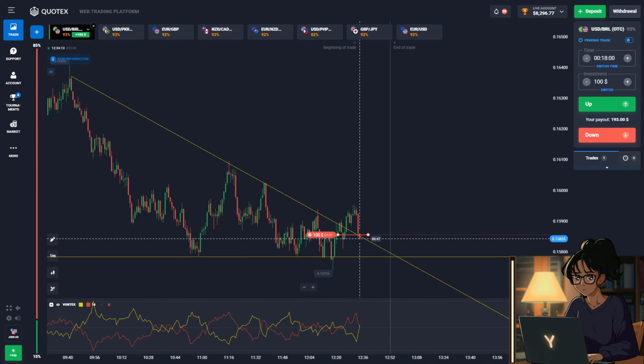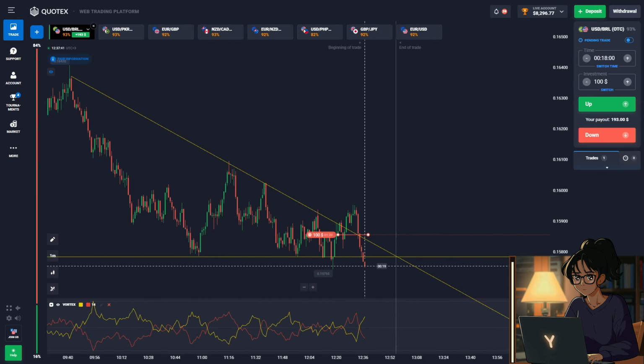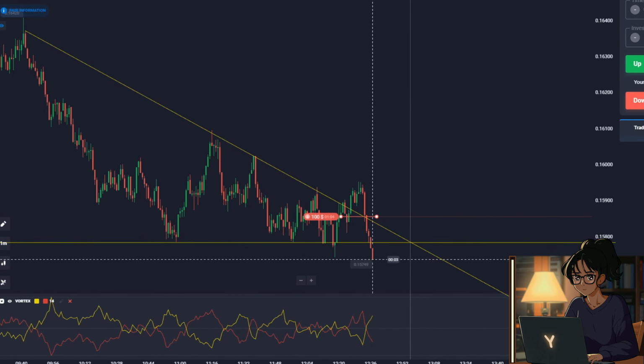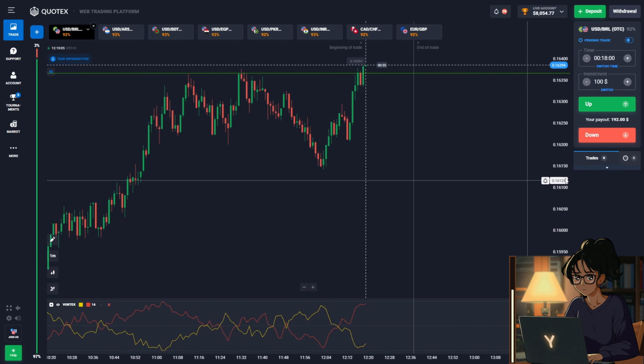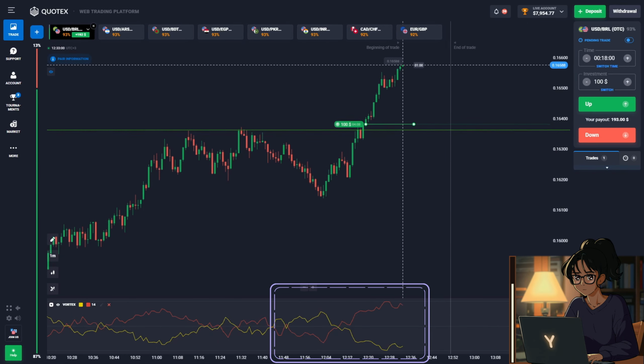Hey, if you've ever stared at the chart thinking, how do I know if the trend is going to continue? You're not alone. Over the past year, I've been using the Vortex indicator in almost every trading session. And today I'm going to show you exactly how it works and how to use it the right way. Let's break it down step by step.